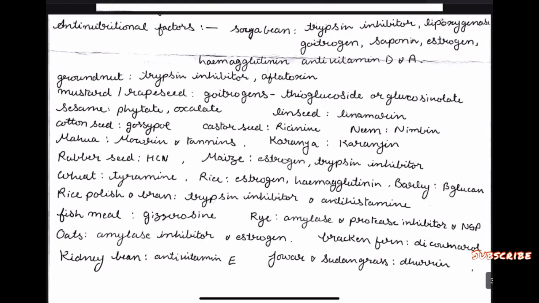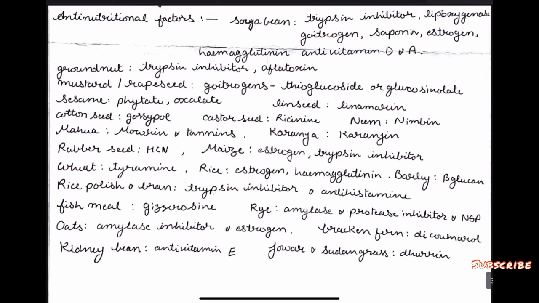Now let us look at some examples which are important from an exam point of view. So we have soya bean. It is often asked in match the column or some other objective type question, which are the anti-nutritional factors present in soybean. So we have trypsin inhibitor, right? Kunitz trypsin inhibitor and Bowman-Birk trypsin chymotrypsin inhibitor, they're important. Other than that, antivitamin D and A are important.